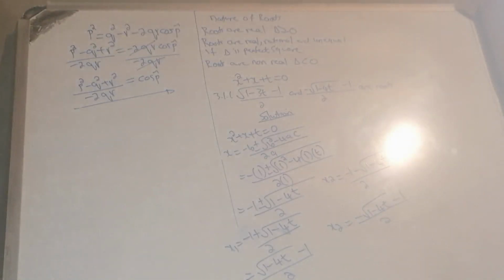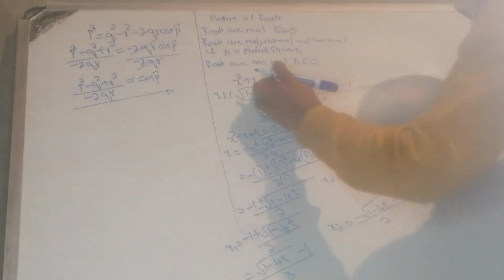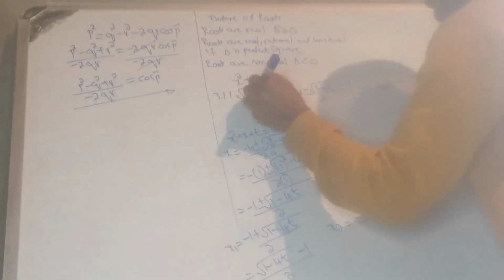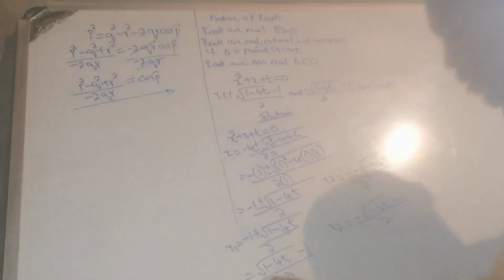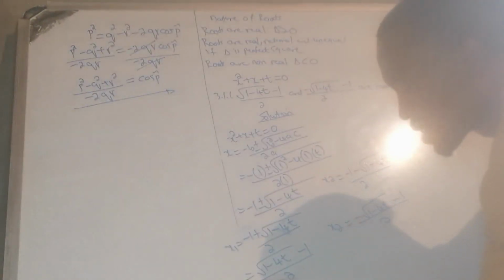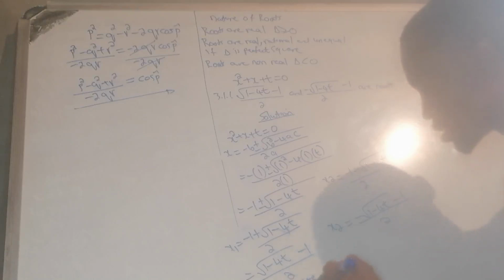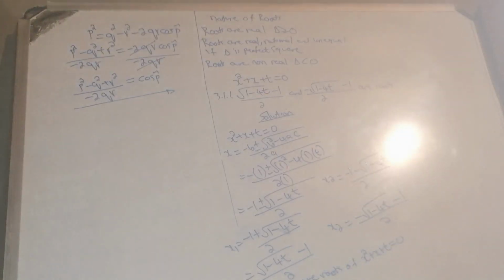There must be a problem. Never mind, it's 4. So therefore, they are the roots of x squared plus x plus t equals 0.